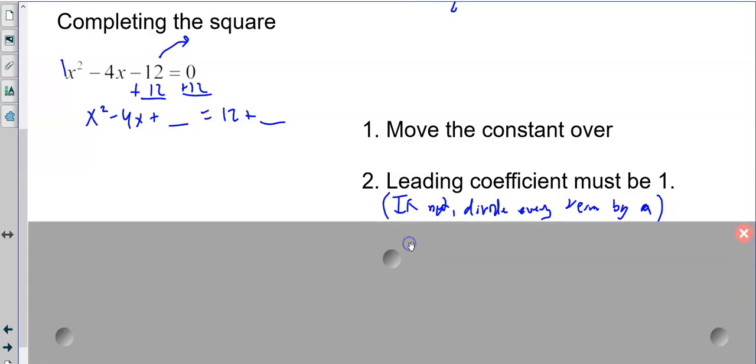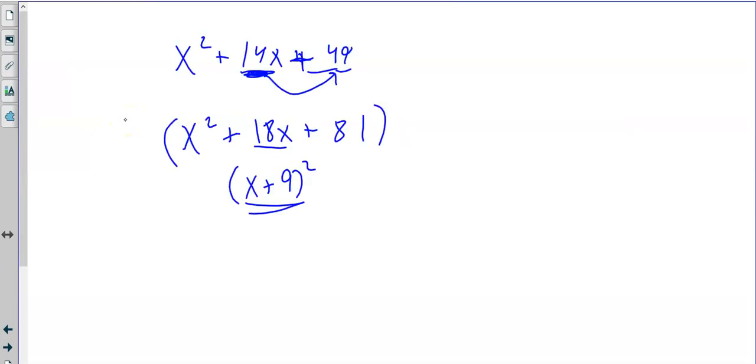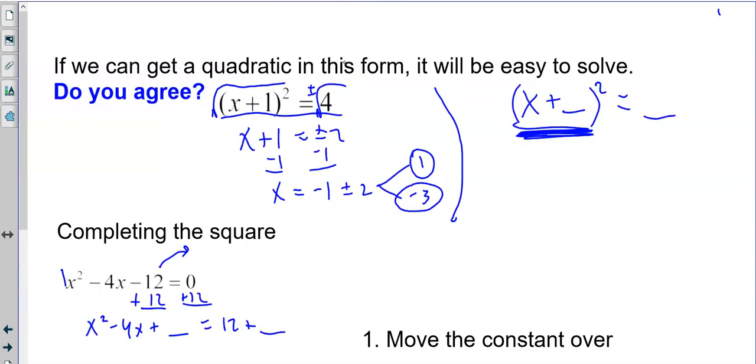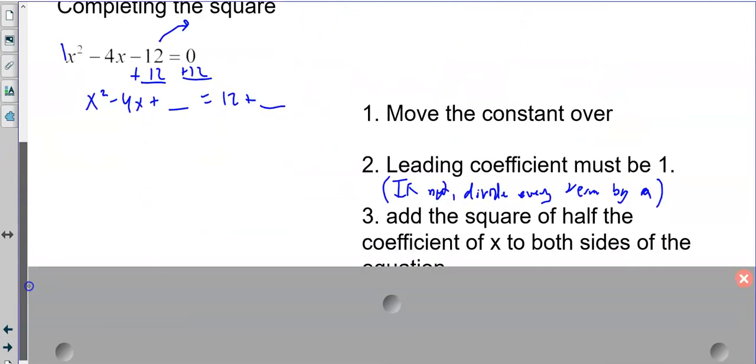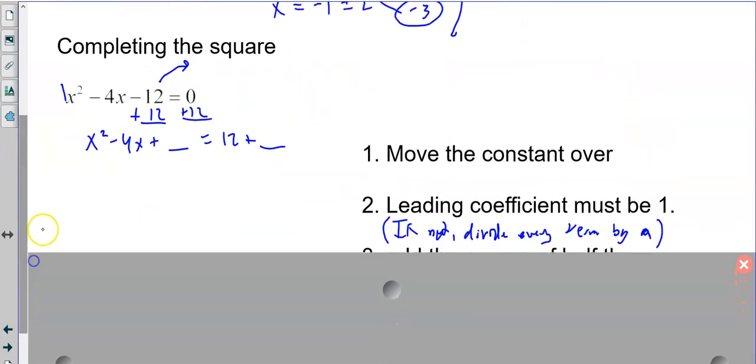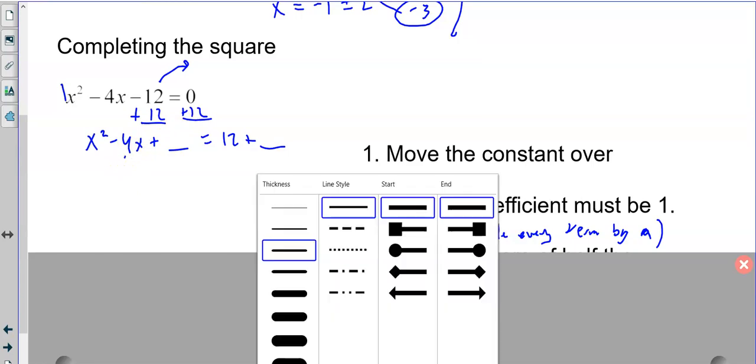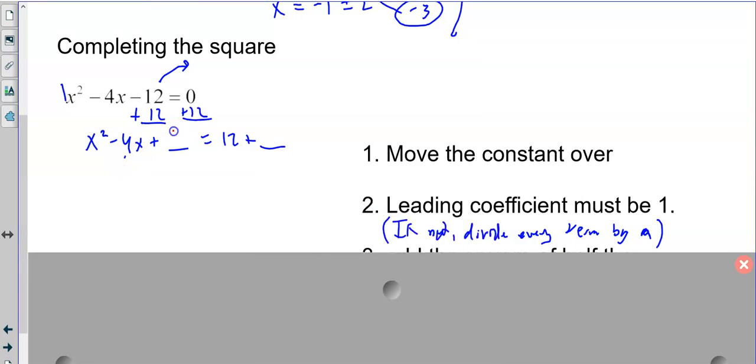So this is kind of the weird step. Think about what we just talked about with this pattern. How do you get from 14 to 49? You took half that number and then squared it to get 49. So here we're going to take half of this number. Half of 4 is 2. 2 squared is 4. So you're going to add 4 to both sides here.